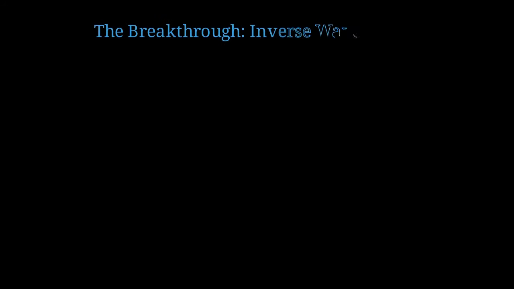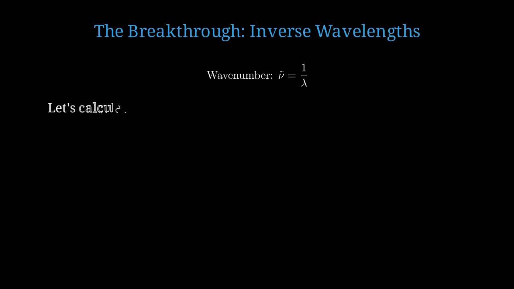In 1885, a Swiss schoolteacher named Johann Balmer made a remarkable discovery. Instead of looking at the wavelengths themselves, he examined the inverse wavelengths, or wave numbers. The wave number, denoted nu tilde, equals 1 over lambda. This quantity has units of inverse meters or inverse nanometers. Let's convert our wavelengths to wave numbers. Remember to use consistent units. Let's work in inverse meters.